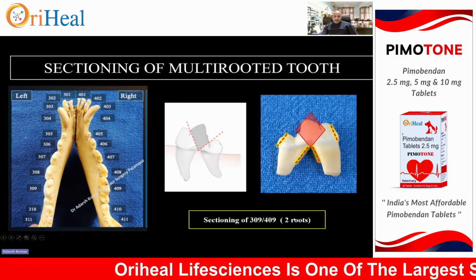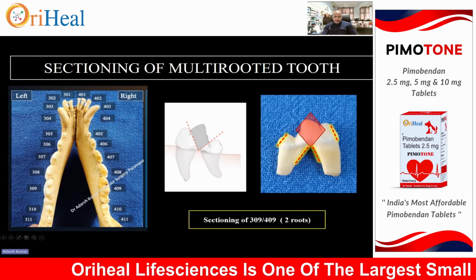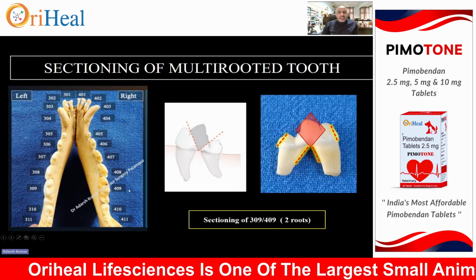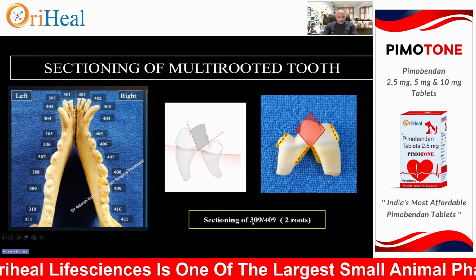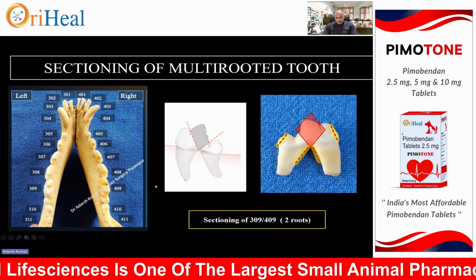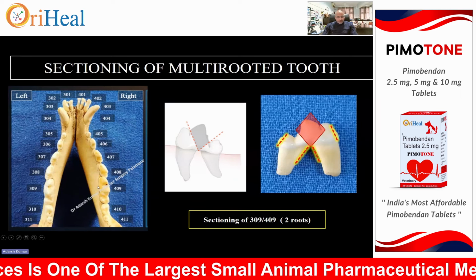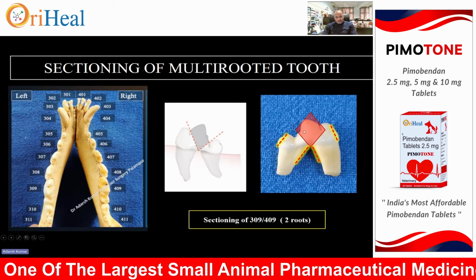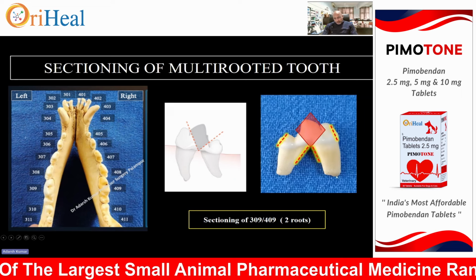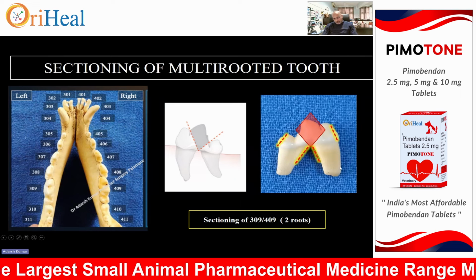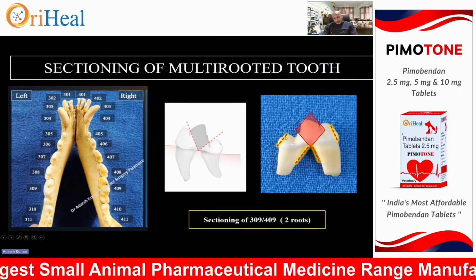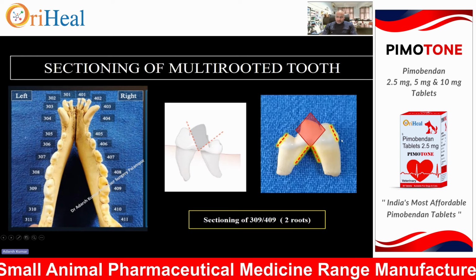Okay. Let's talk about the sectioning of the multi-rooted tooth. Let's talk about the 309 and 409. So here is the 309 and 409. It has two roots here. So the tooth has the mesial and the distal root. Now this is the coronoplasty incision here, which I was talking about.